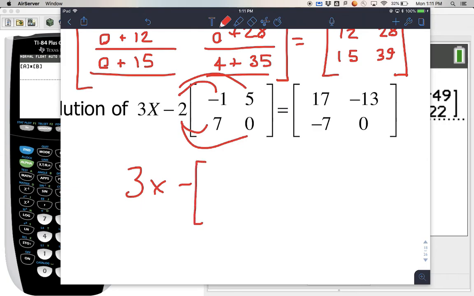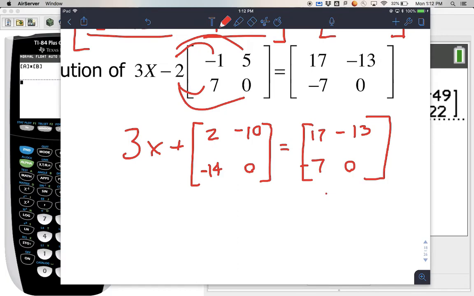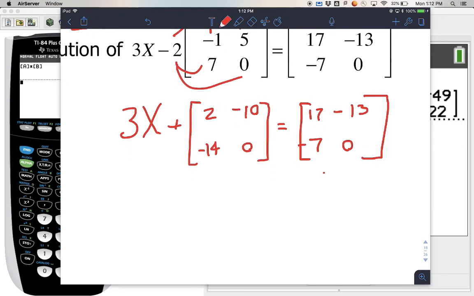If we distribute the negative 2, this will change it to a plus. So this will be positive 2, negative 10, negative 14, and then 0 in the matrix. Okay, next thing here is we're trying to get matrix X by itself. First, we're going to subtract this matrix from both sides here. It's like algebra, except you're doing a bunch of algebra questions at the same time here.